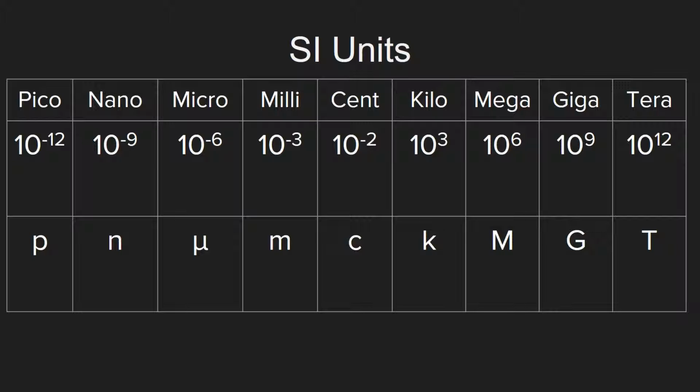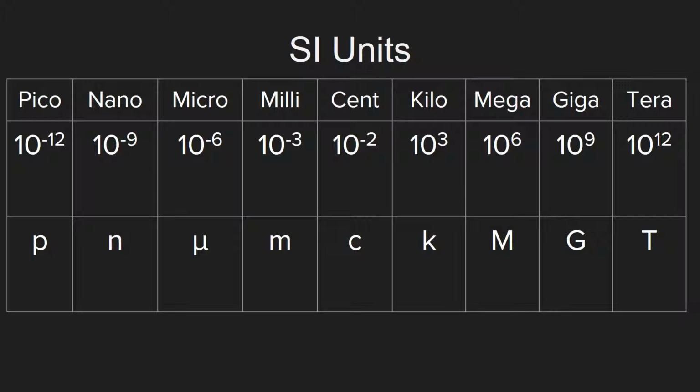So we have pico, which is 10 to the minus 12, nano, which is 10 to the minus 9, and micro, which is 10 to the minus 6. We also have milli, which is 10 to the minus 3, centi, which is 10 to the minus 2, kilo, which is 10 to the 3, mega, which is 10 to the 6, giga, which is 10 to the 9, and tera, which is 10 to the 12. There are other ones, but these are the basic ones that you need to know.